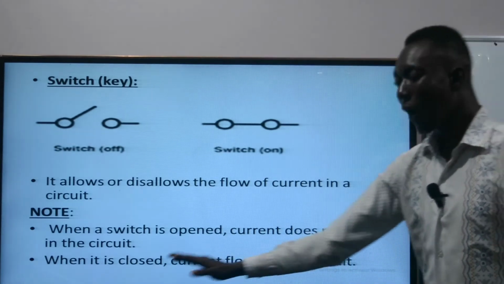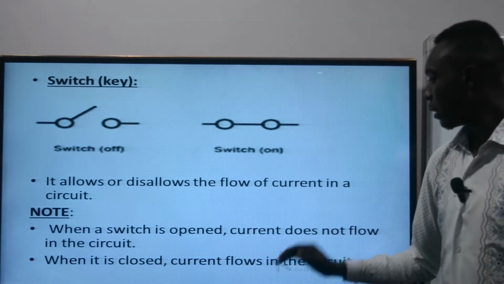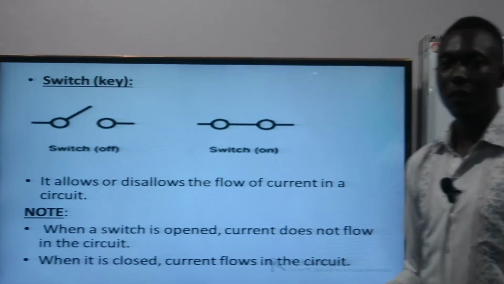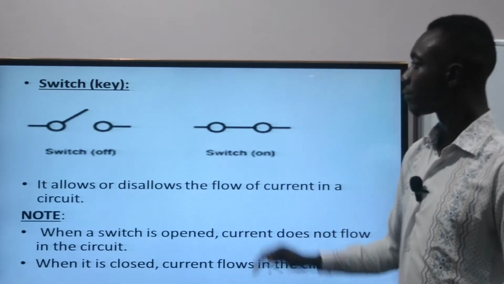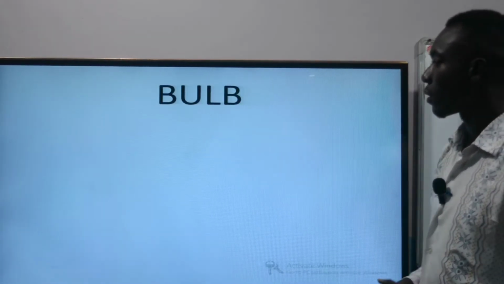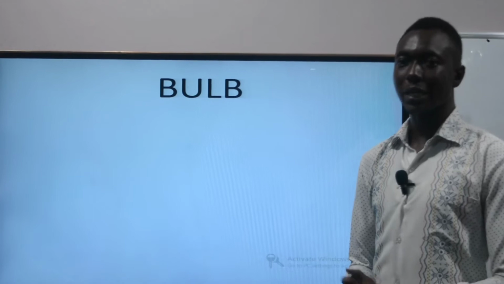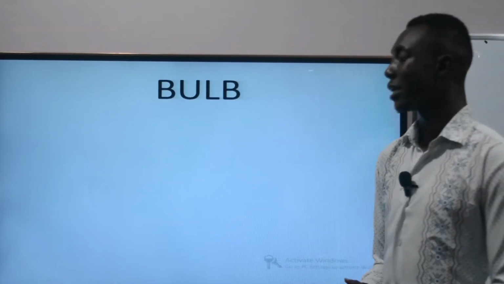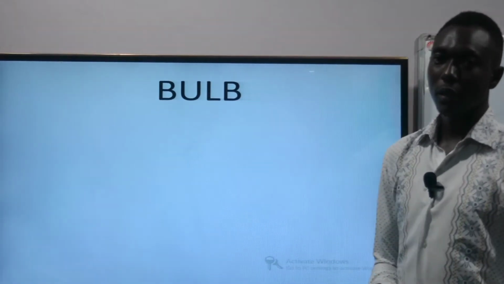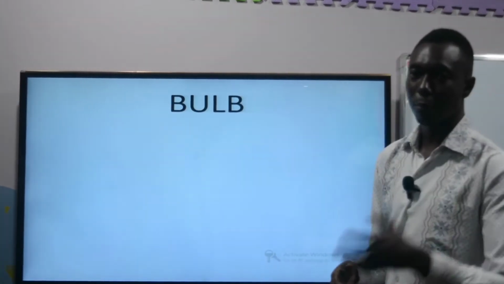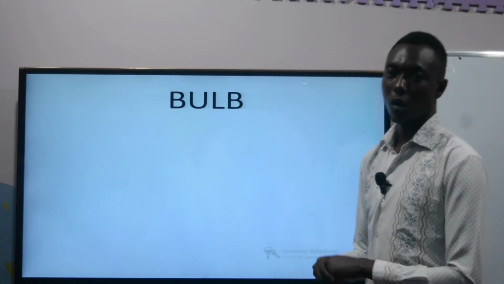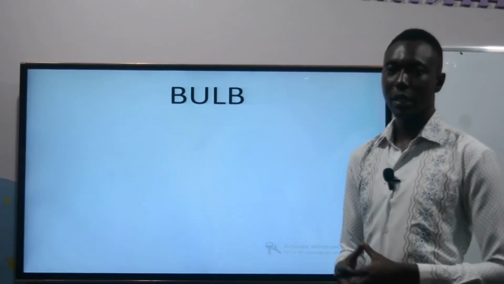Secondly, when it is closed, current flows in the circuit. Take note of these things. Our next component, and the last component we are going to look at, is the bulb. Let us look at the symbols of bulb or lamp, which is the load of our electric circuit.